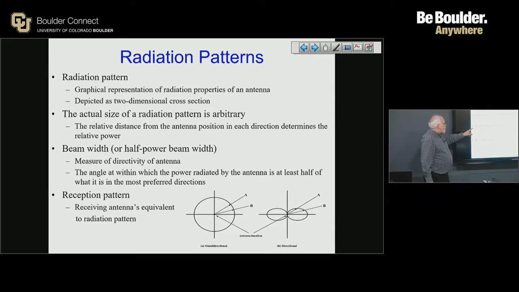Antennas have something called a beam width. It really is a measure of how directional the antenna is. It doesn't really make sense to talk about beam width for an omnidirectional antenna, because it's designed to radiate energy equally in all directions.